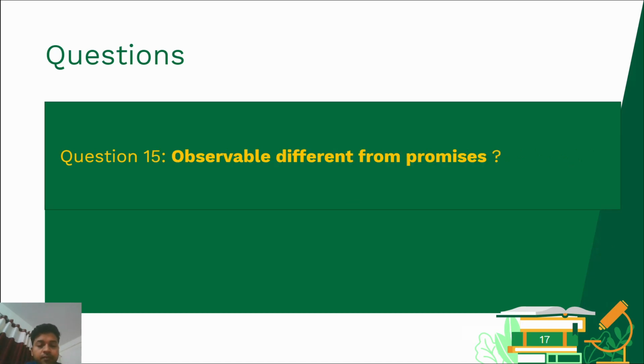Question number 15 is, how is observable different from promises? It's again a very important question. If you are working on Angular, you need to know what an observable is and what the difference is, that is, how observable is different from promises. So how is it differentiated? Firstly, you should know the observable, you should know the promises, and the difference between both of them.